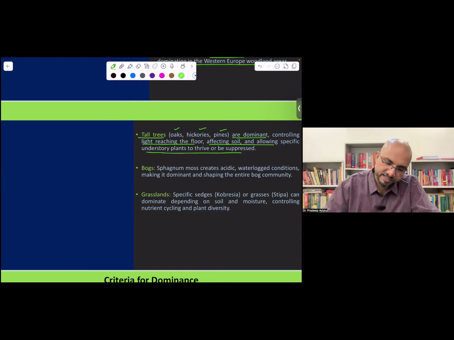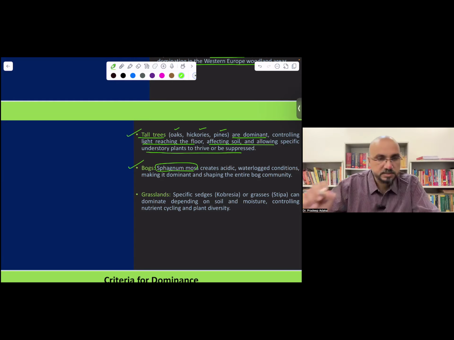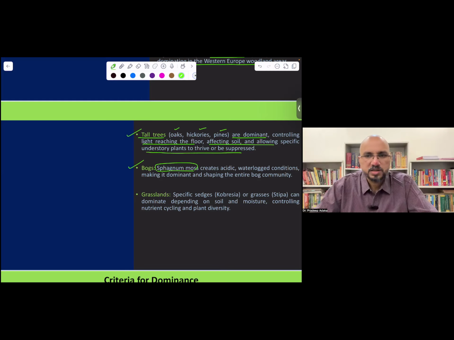Tall trees will decide the amount of light which reaches the soil and what kind of plants will be grown in the understory. Bogs: sphagnum moss is the dominant species. Bogs are waterlogged areas, basically, which have higher organic matter content, 40% or more. Sphagnum moss creates acidic, waterlogged conditions, so it shapes the entire bog community. It is the dominant species there.